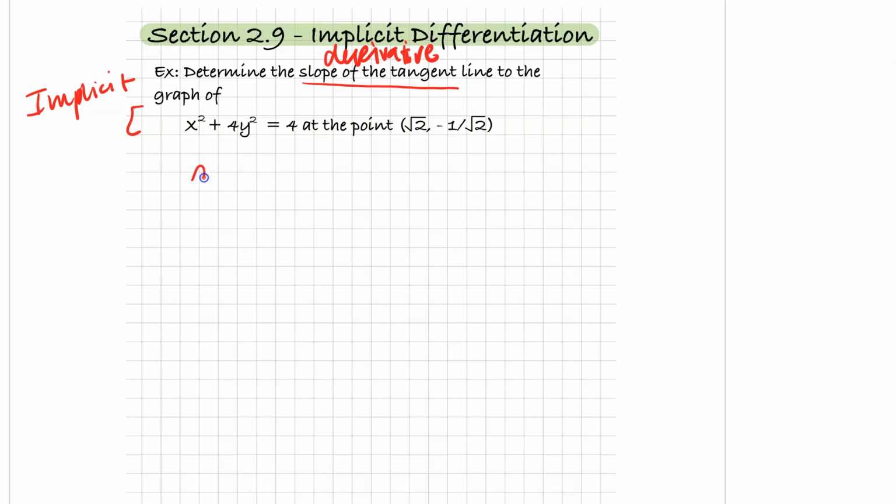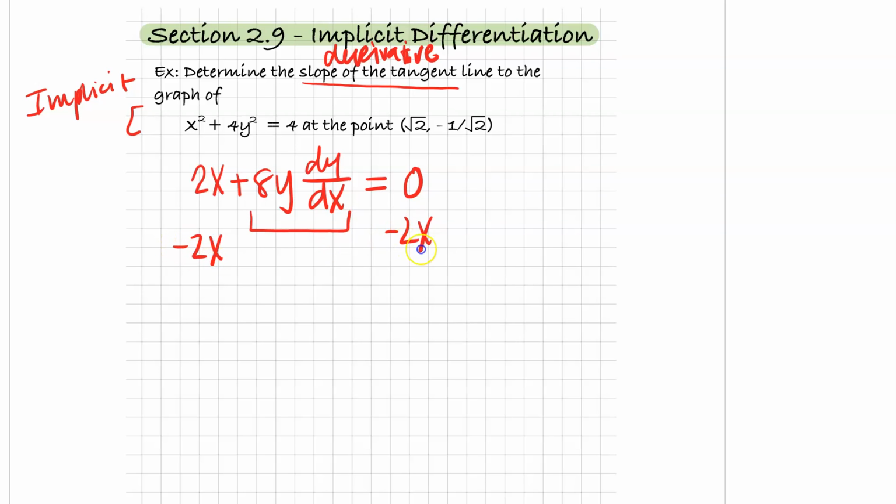The derivative of x squared is 2x. It is in relation to x, so I don't need the fraction, plus the derivative of 4y squared is 8y dy/dx equal to the derivative of 4, which is 0. So first thing I'm going to do is get this by itself. That's step number 2. Collect all terms with dy/dx on one side and move everything else to the other side. So I'm going to say minus 2x. So that gives me 8y dy/dx equal to negative 2x.